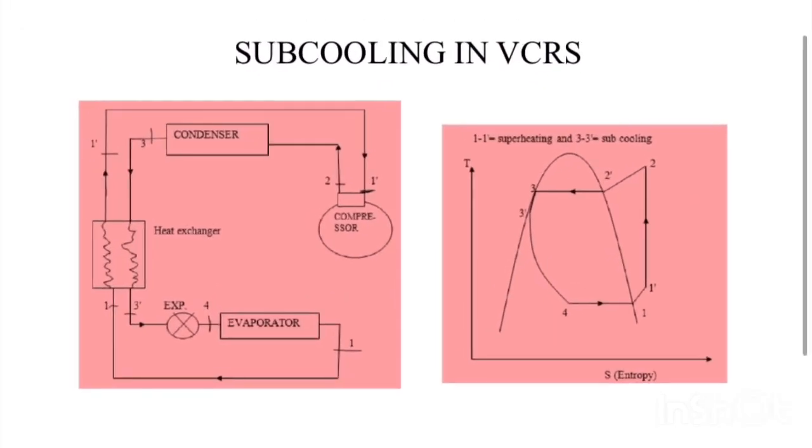Then there is subcooling in VCRS. Subcooling is to reduce the temperature on one side while it gains some heat on the other side. So, here we will see.